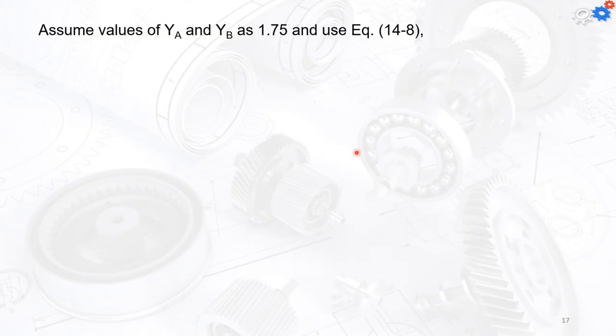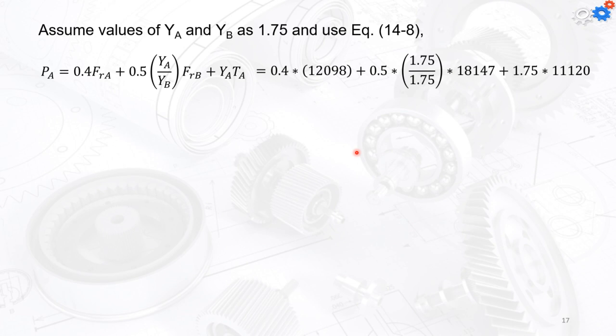Now, assume the value for the YA and the YB to be 1.75 each. And then I'm going to apply it to equation 14.8. By applying this equation, I will find out that the value for the PA is going to be equal to 33,373 Newton. So now we calculate the PB, which is going to be equal to the FRB, which is 18,147 Newton.